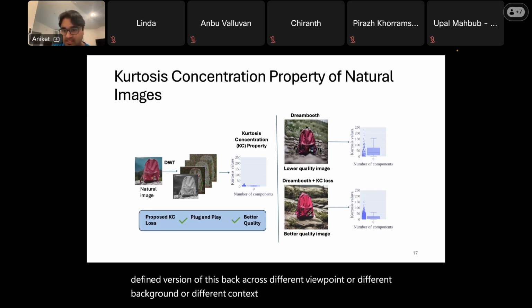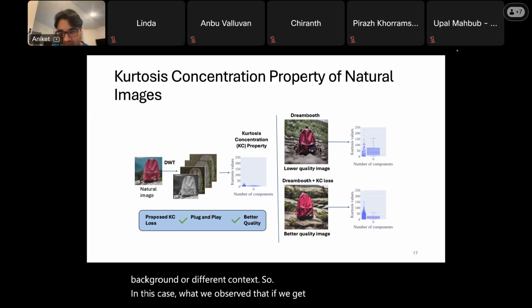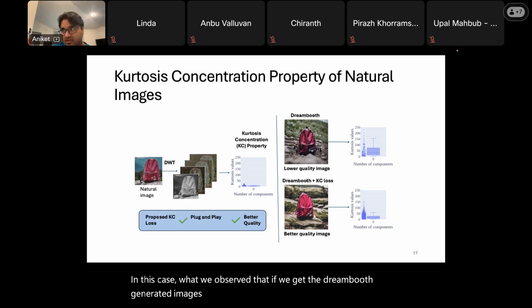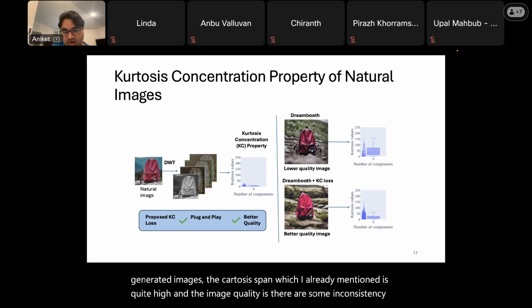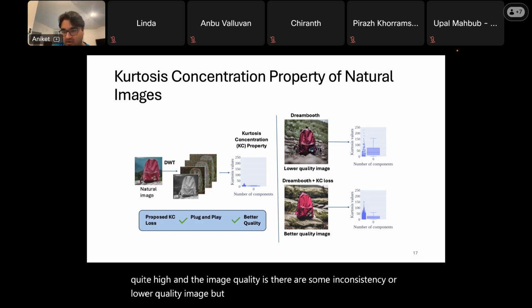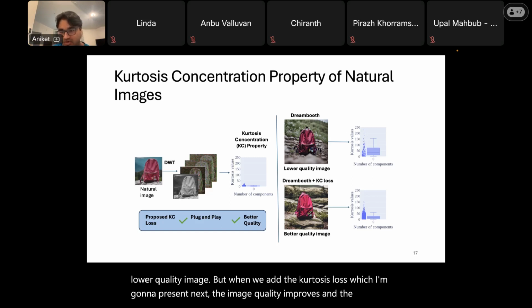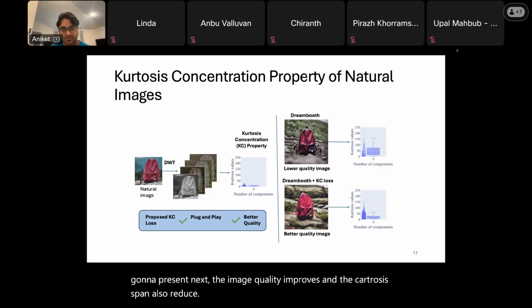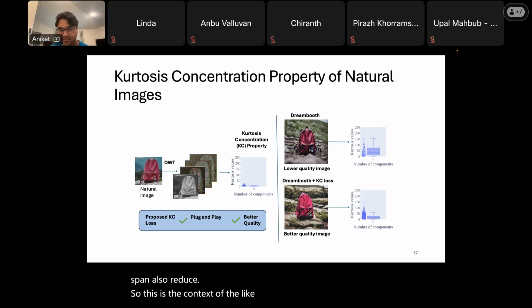In this case, what we observe is that if we take the Dream Booth generated images, the kurtosis span, which I already mentioned, is quite high, and in the image quality there are some inconsistencies or lower quality images. But when we add the kurtosis loss, which I'm going to present next, the image quality improves and the kurtosis span also reduces. So yeah, this is the context of the kurtosis loss.